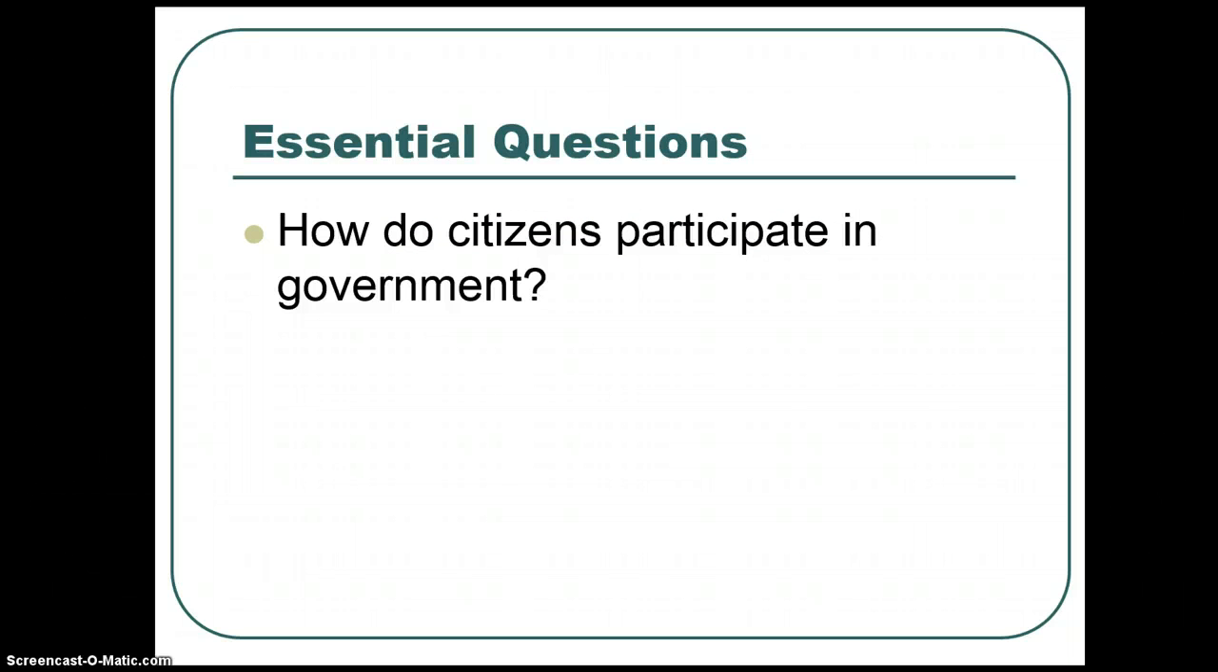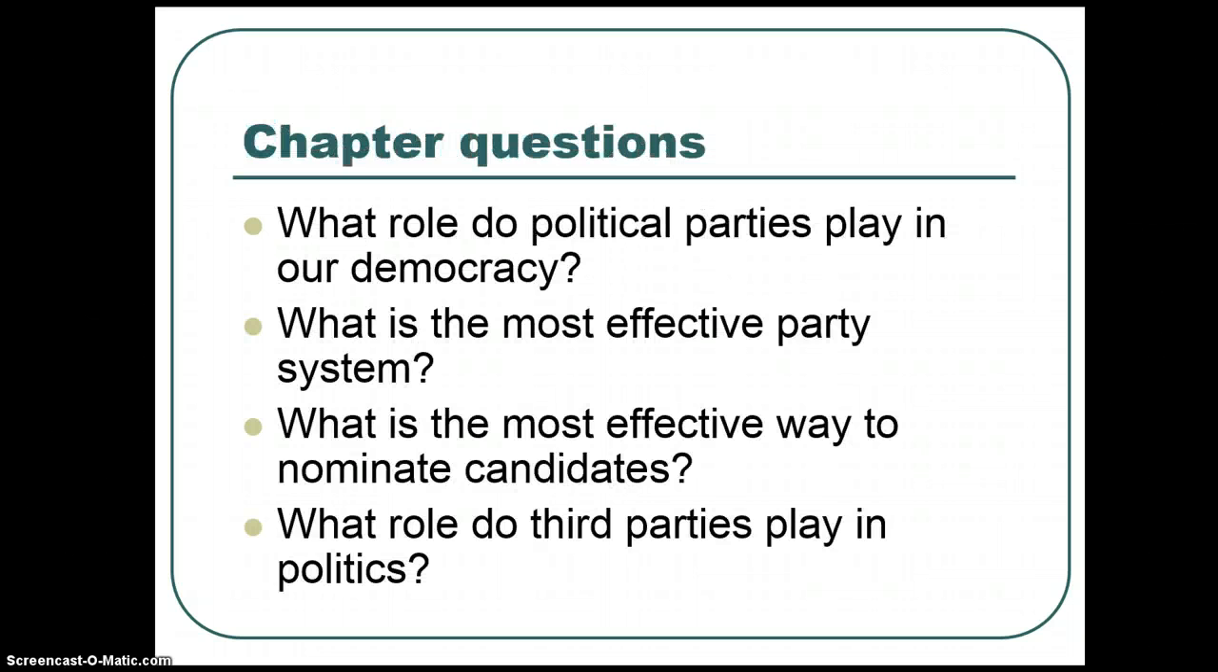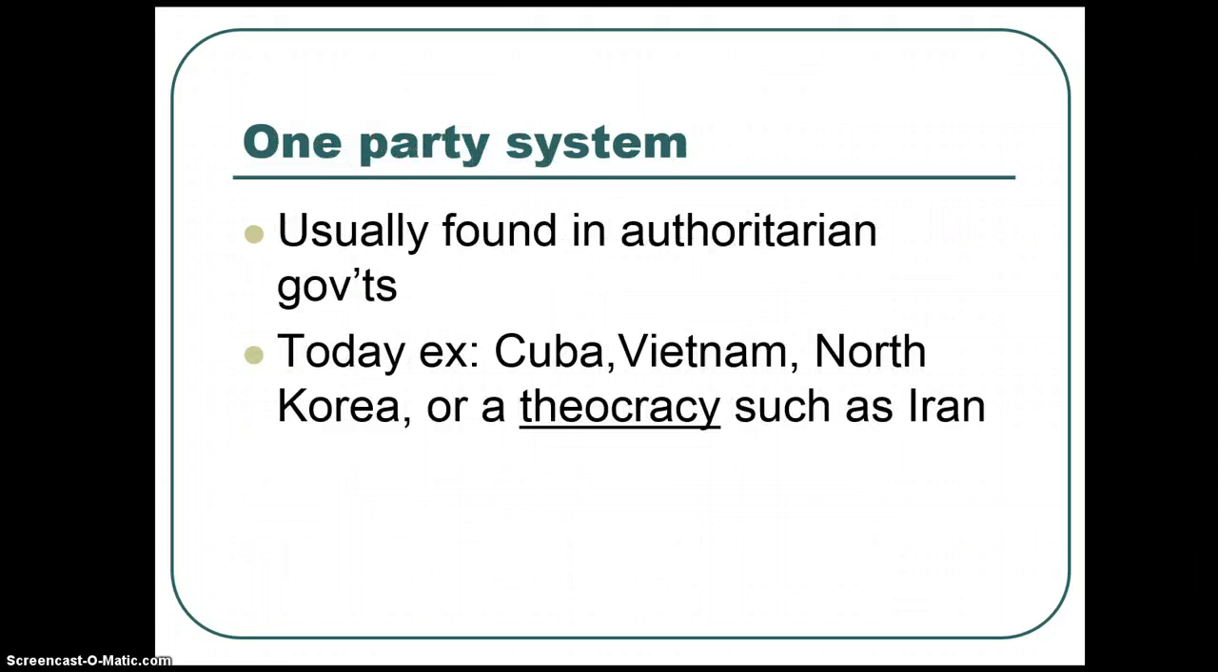All right, so the essential questions that we're going to focus on. The first one, how do citizens participate in government? So we're going to be visiting that question throughout the entire unit. And then specifically today, we're going to look at what role do political parties play in our democracy? What is the most effective party system? What is the most effective way to nominate candidates? And what role do third parties play in politics? So if you can answer all of those questions by the end of this, you should be good to go.